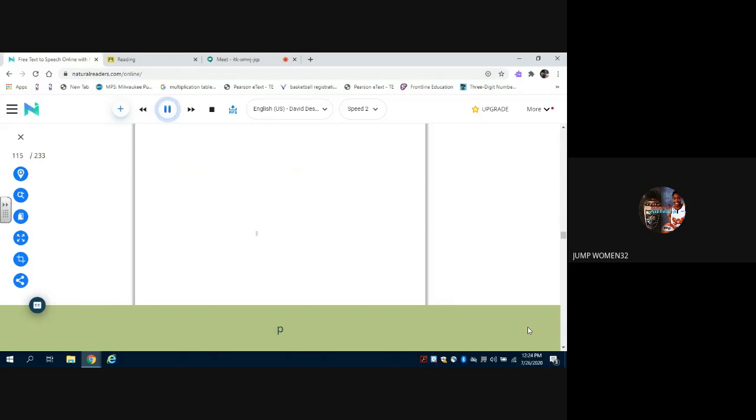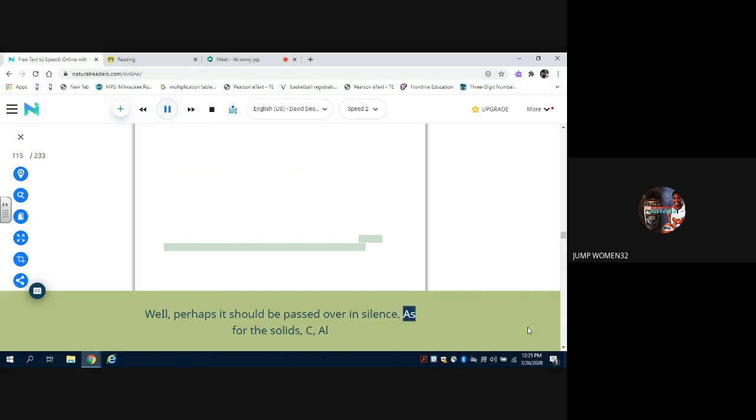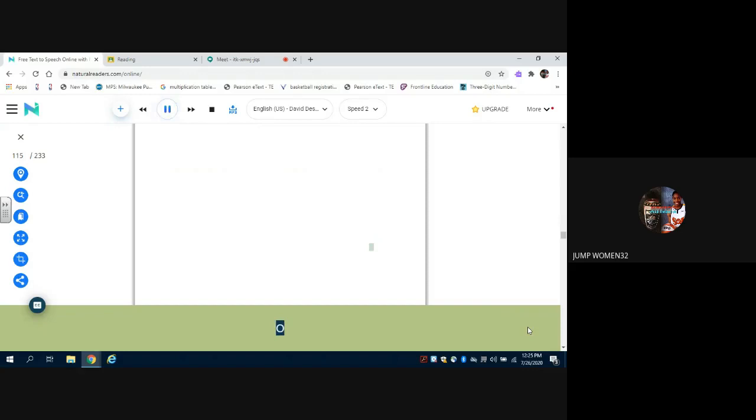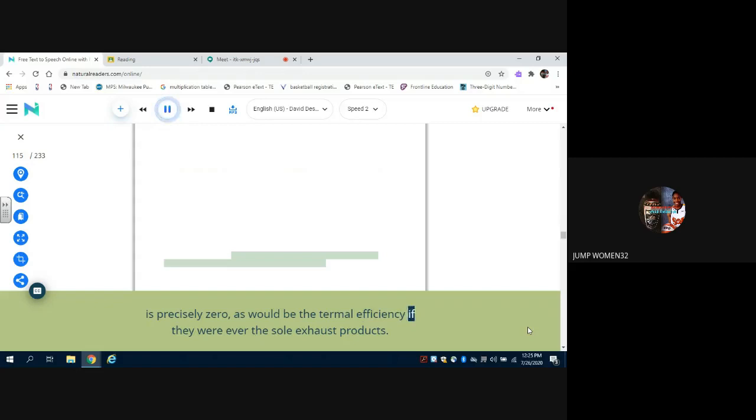The triatomic gases, H2O, OBF, and CO2, with an R/CP between 0.12 and 0.15 are fair. The tetratomic HBO2 and BF3 at about 0.1 are poor, and B2O3, while perhaps it should be passed over in silence. As for the solids, C, Al2O3, and B2O3, their R/CP is precisely zero, as would be the thermal efficiency if they were ever the sole exhaust products.